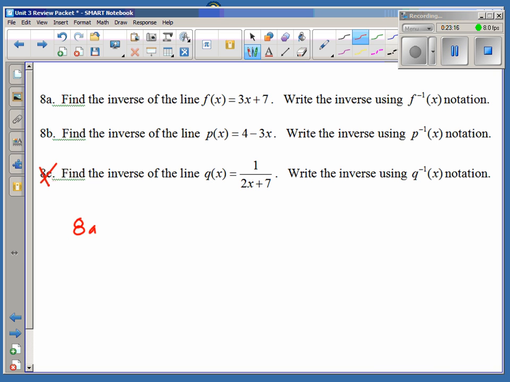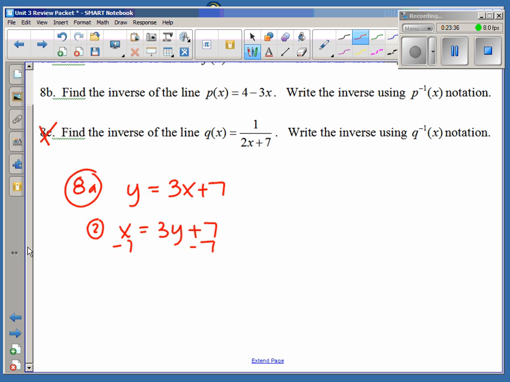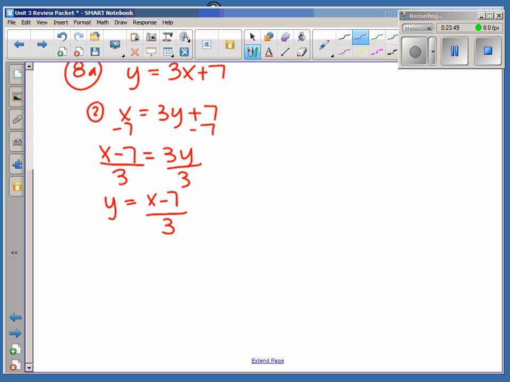So 8A. First step, whenever you see f of x, I want you to replace it with y. Then second step, switch them. So you get x equals 3y plus 7. Whenever I switch it, just interchange the x and the y. Flip them around. Nothing else should be changed. 3 stays and the 7 stays in the same spot. Now I'm just going to solve for y, so I'm going to subtract 7 first. Get x minus 7 equals 3y. And last step, divide by 3. And you can leave your answer like this. However, I need to use correct notation. You can just leave the 3 on the bottom. You don't have to separate it out.